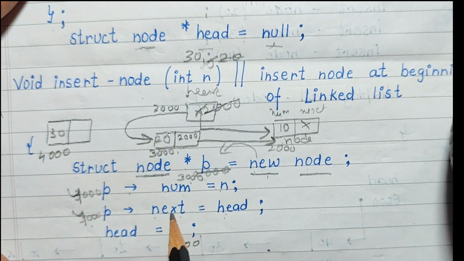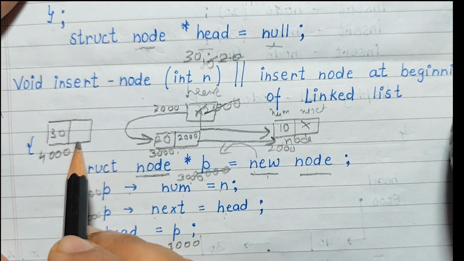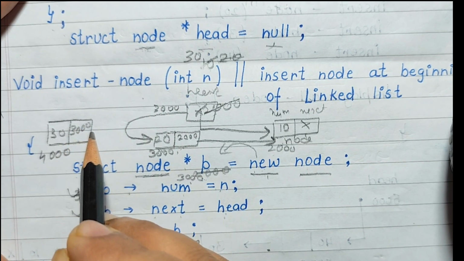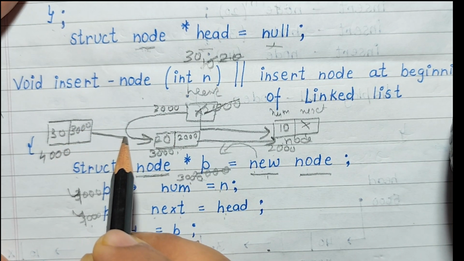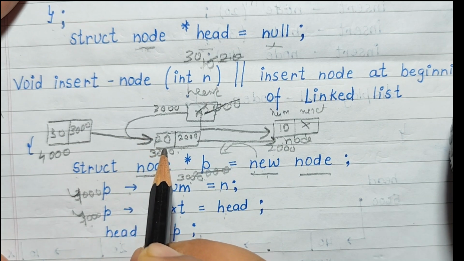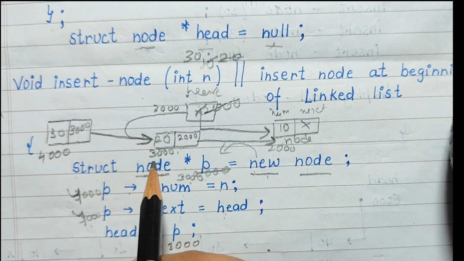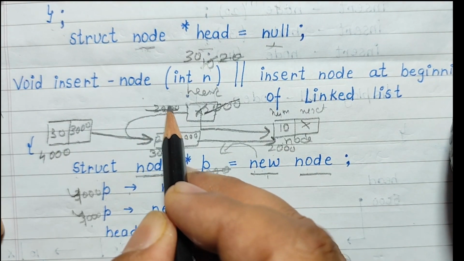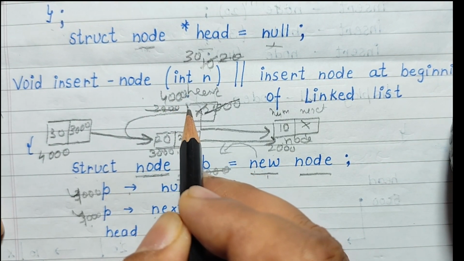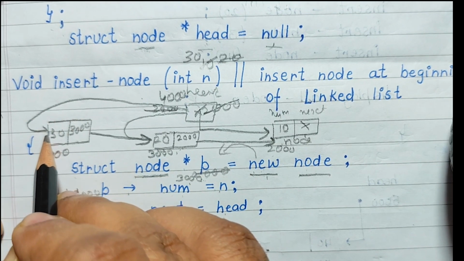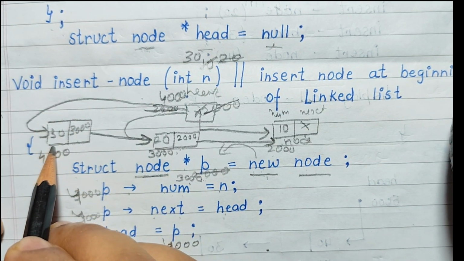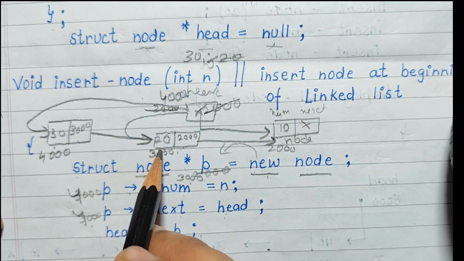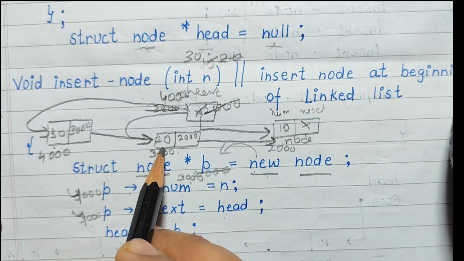Now 4000 of next means this value. Head has the value 3000 right now. It means 3000 goes here. Now this node points to which location? This node points to the node with element 20. And head is equal to p. Now head has the value 4000. Now 3000 is replaced by 4000. It means head now points to the node which has the value 30. And this node points to the next element that has the value 20.